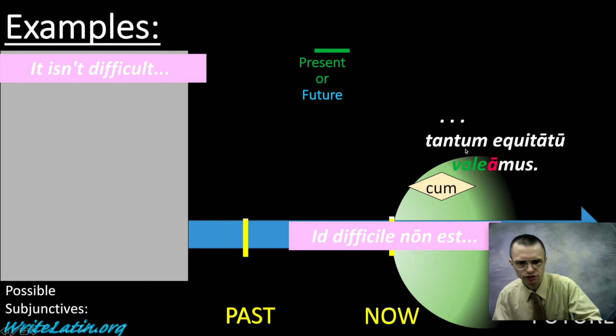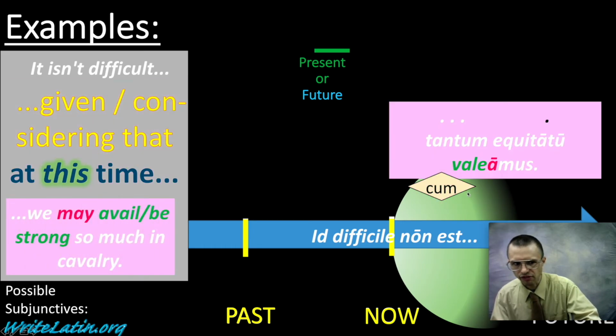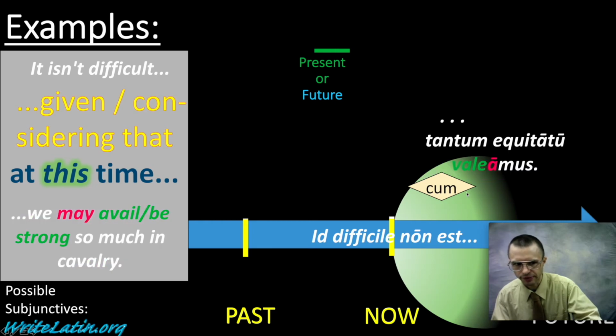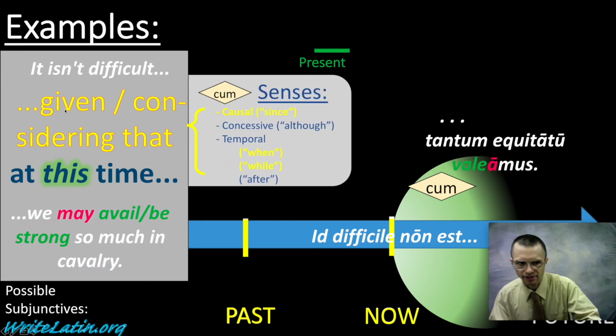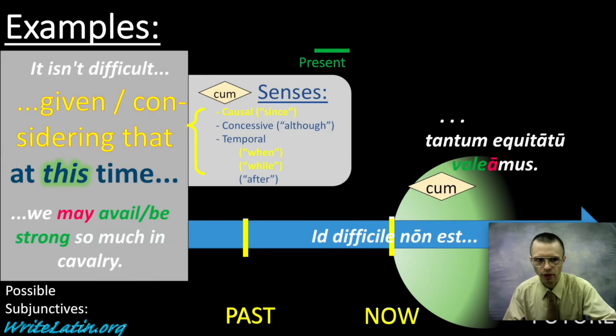And here's how you're going to translate it. Just take it in order. It is not difficult, considering that at this time, we may avail or be strong so much in cavalry. And remember that instead of "considering that," you could use one of these 5. In this case, the ones that will work are since, when, and while. It isn't difficult since we may avail so strong in cavalry.